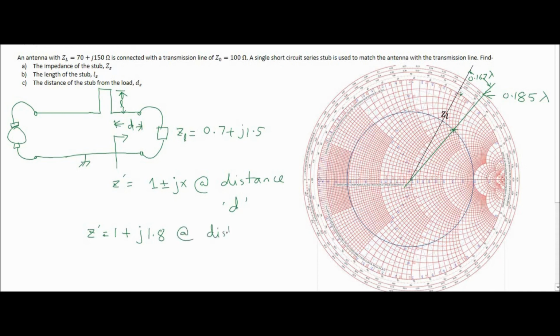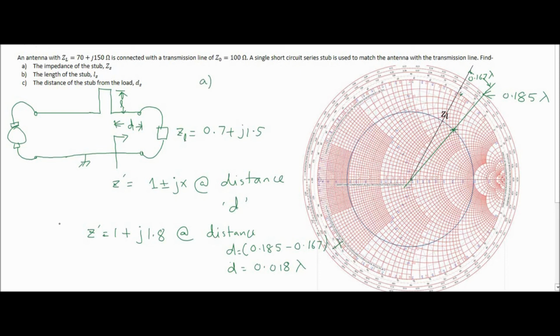At distance 0.185 minus 0.167 lambda. That means d equal to 0.018 lambda, which is the distance from the load to the stub.